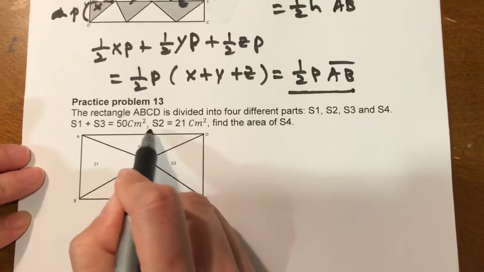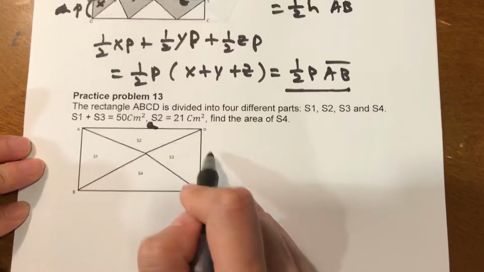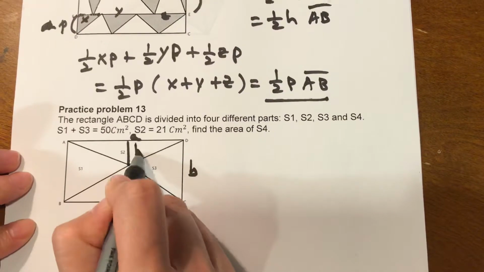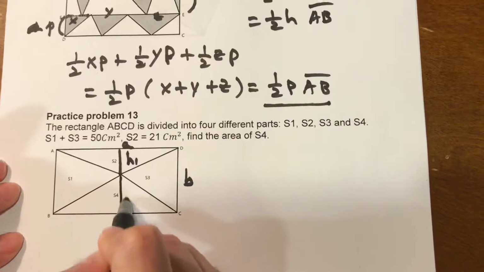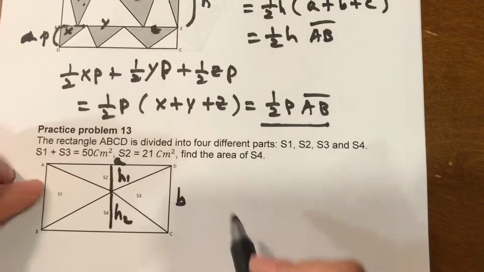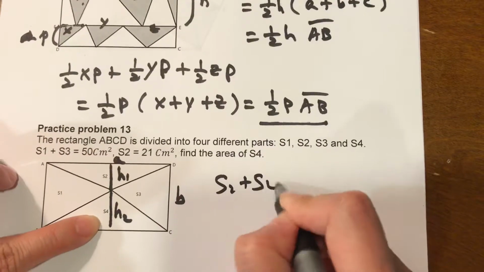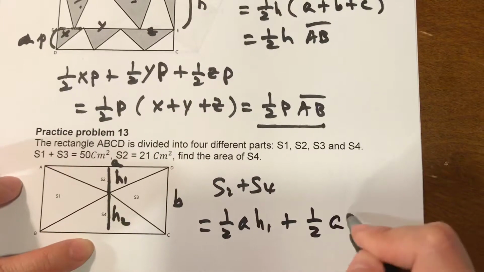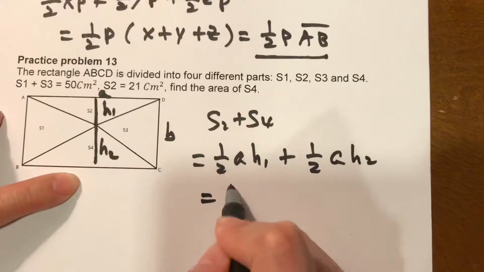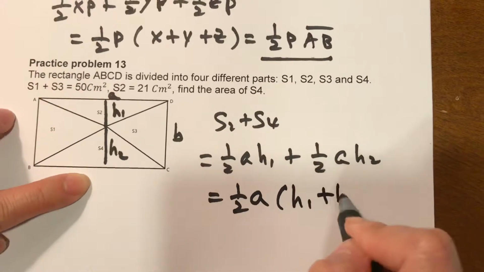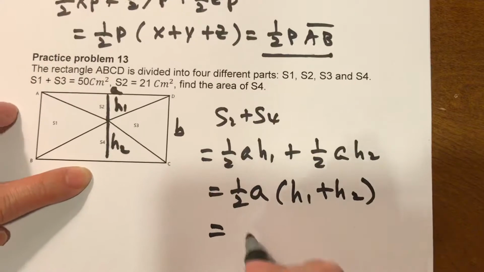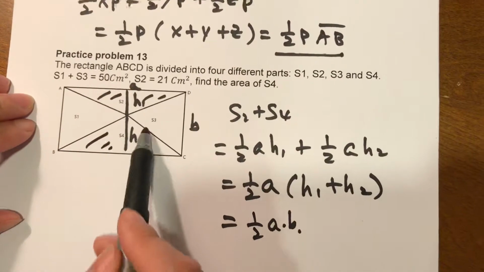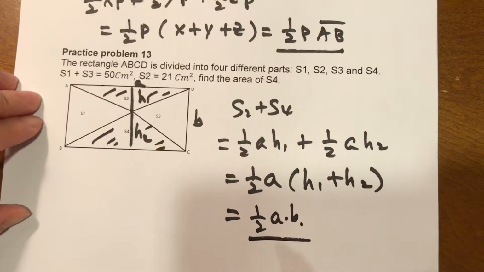For S2, if we call the length A and the width B, and we call the height of S2 H1, and for S4 the height is H2. So S2 area plus S4 area equals 1/2 AH1 plus 1/2 AH2. We collect the same term, 1/2 A, and we are left with H1 plus H2. H1 plus H2 is what? B. That says this top triangle added to the bottom triangle equals 1/2 of the total rectangle.